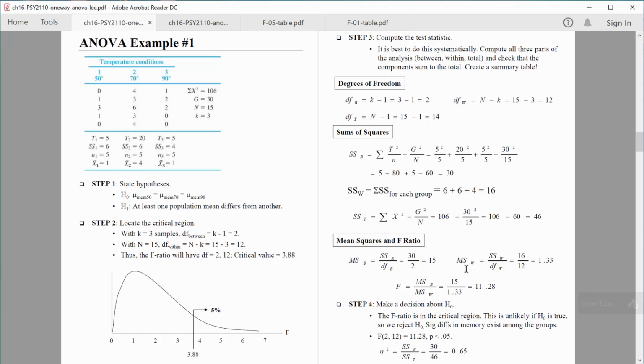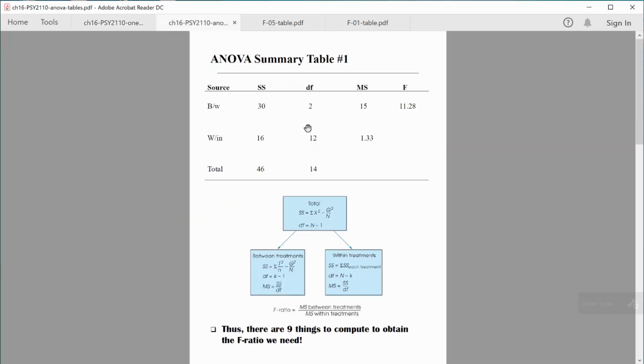The next thing we need to compute is mean square within groups. So we'll take sum of squares within the groups and divide by degrees of freedom within the groups. Sum of squares within the groups is right here with 16. And we need to divide by the degrees of freedom within, which we computed right over here, is 12. So 16 divided by 12 equals 1.33. So let's go to our source table. And right there, we put in 1.33 for mean square within groups.